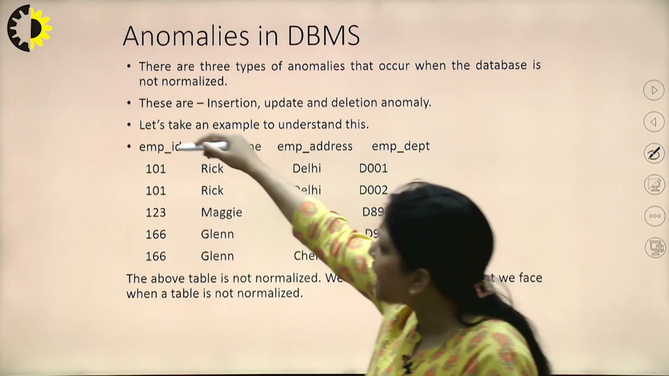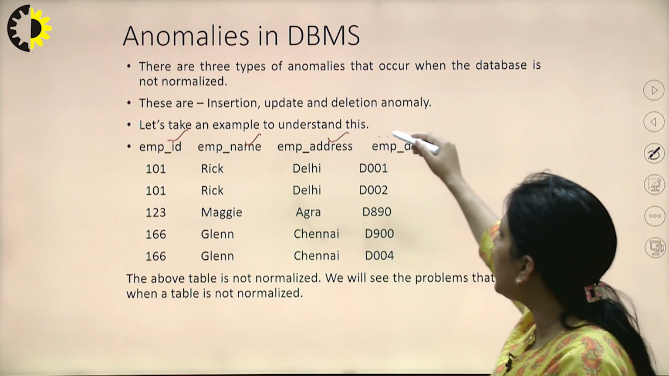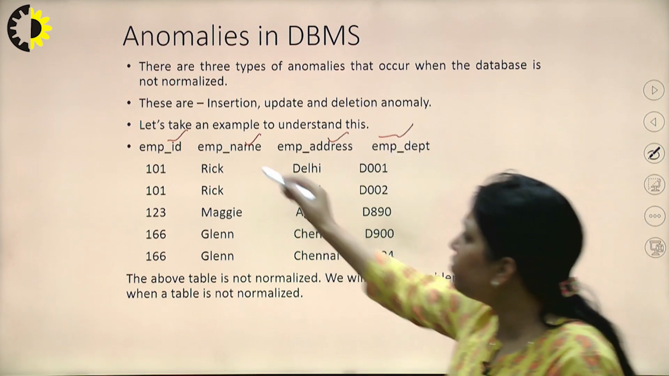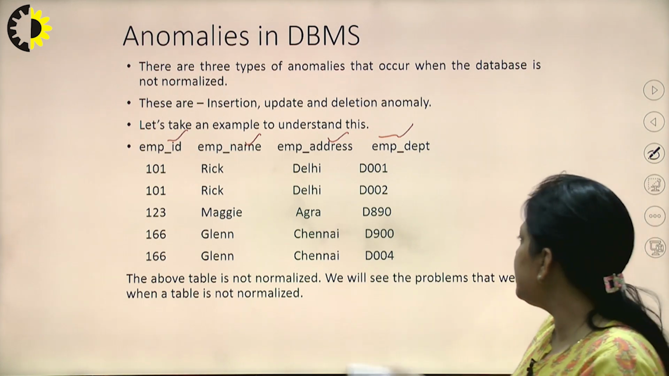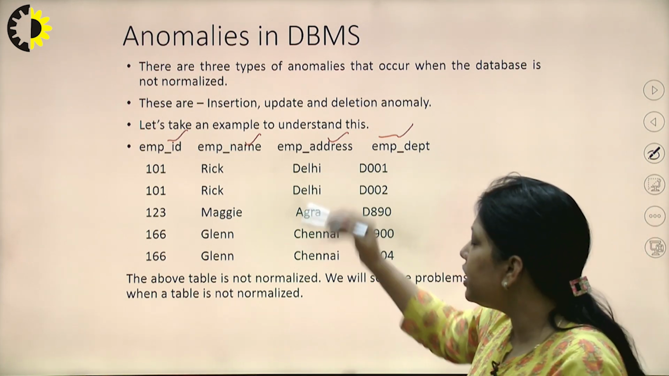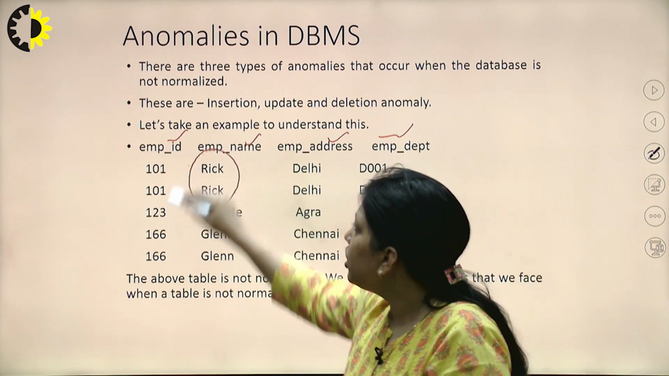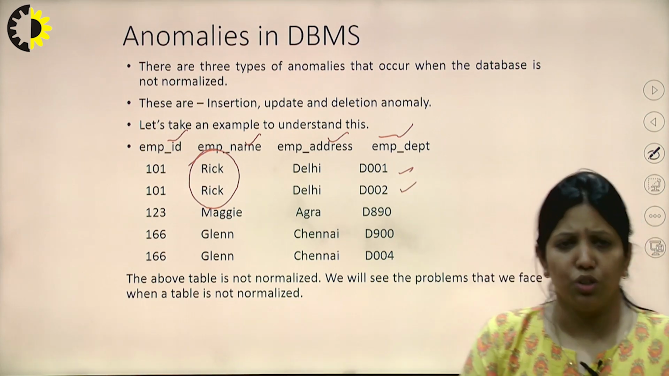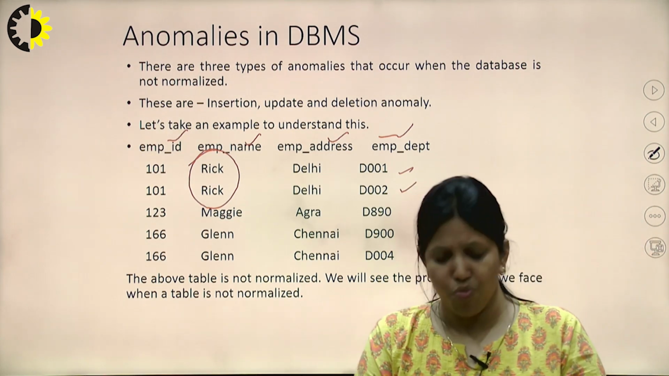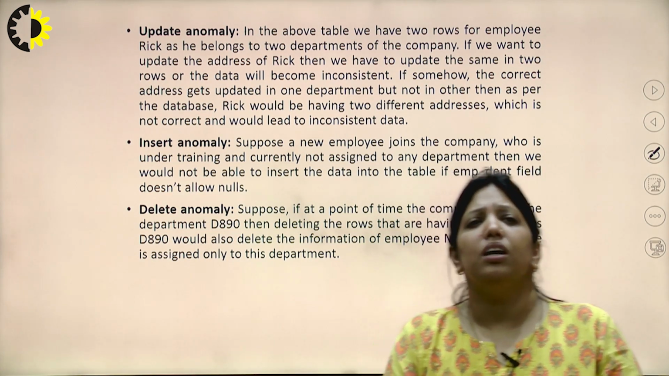In this, we have the attributes employee ID, employee name, employee address, and employee department. The values are given to us. This data is not normalized. We'll see the problem that we have. This table is not normalized because for the same name, that is Rick, we have two departments. So this data is not normalized. On the basis of this table, we have three types of anomalies.